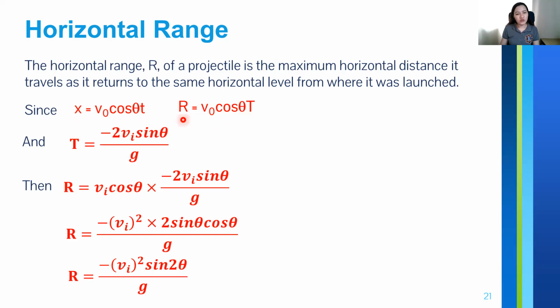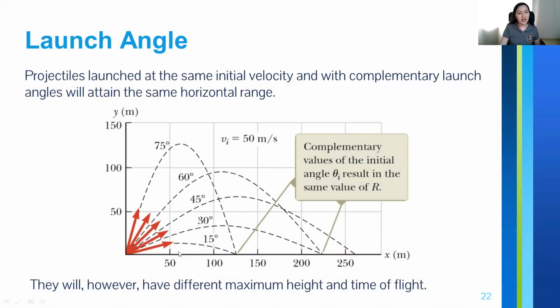And then we're just going to substitute t here with the formula for finding the total time of flight, and we derive the formula, so that's negative VI squared sine 2 theta over G. Okay, so that is for the range of the object. Now let's go to the launch angle.